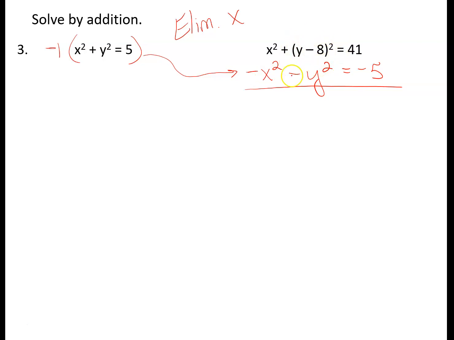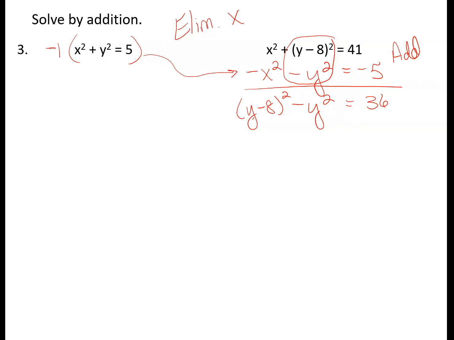Now we want to think about, okay, what are we going to do with this? Well, we can't really combine them when they're like that, so we're just going to write them side by side. So you're going to write y minus 8 squared minus y squared. So you're writing all of this down side by side since you cannot combine them. But you can add the 41 minus 5, and that's going to give us 36. Okay, so we're adding these two equations together, and this is the result. And that result has only y in it, one variable, so now we can solve it for y.